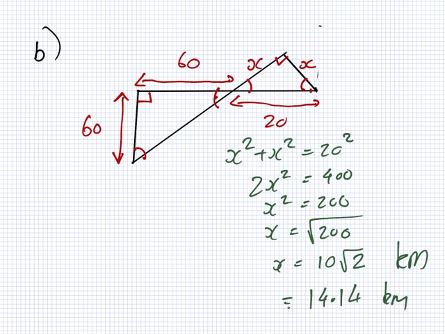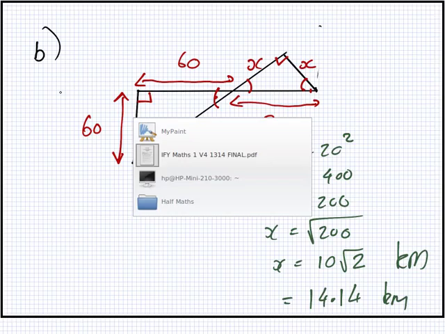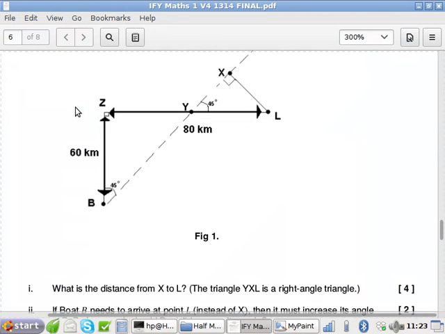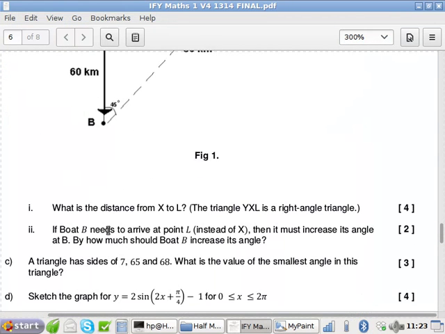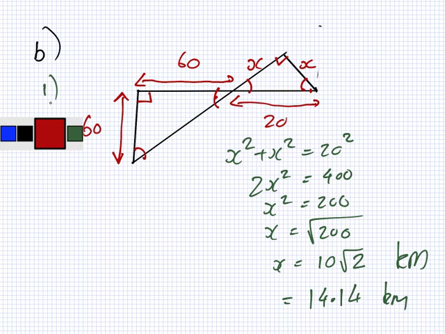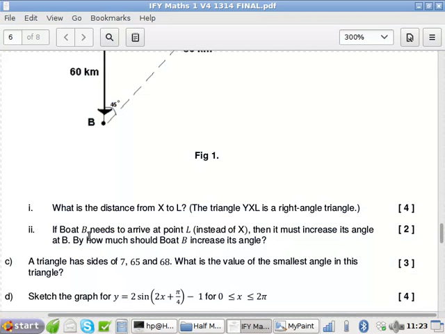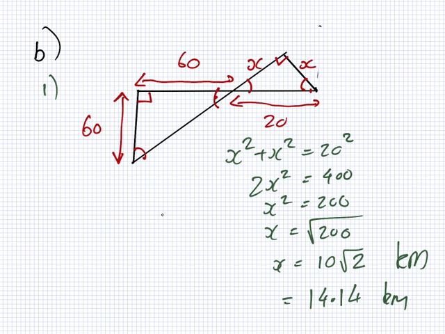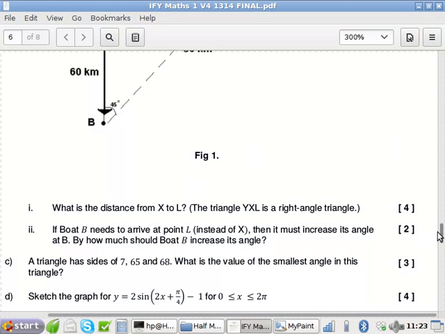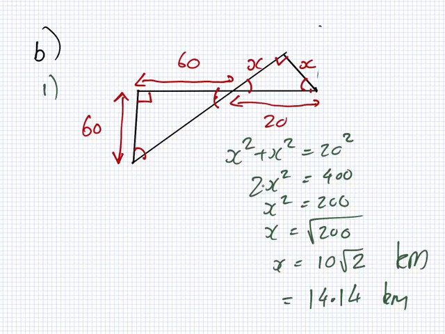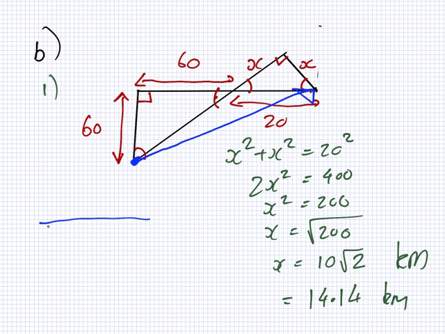Yeah. Is that all of B? No, that's only part 1. And then part 2, by how much does ship B need to increase its angle so that it can reach L? And L is, yeah, there it is. So what you want now is you want ship B to head to L. So we can draw a new triangle.